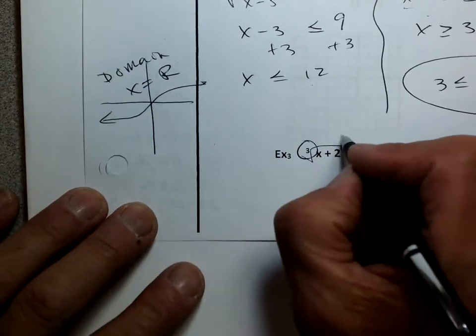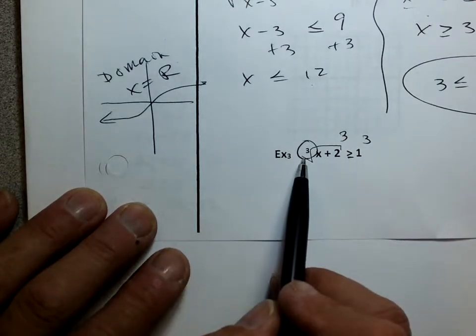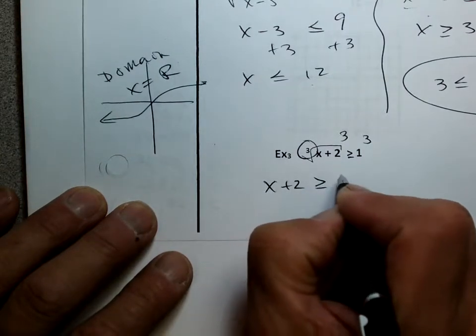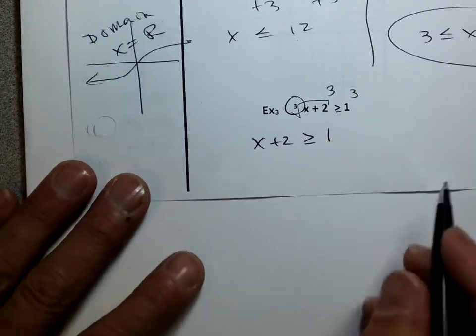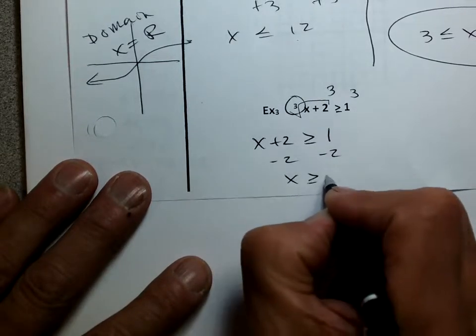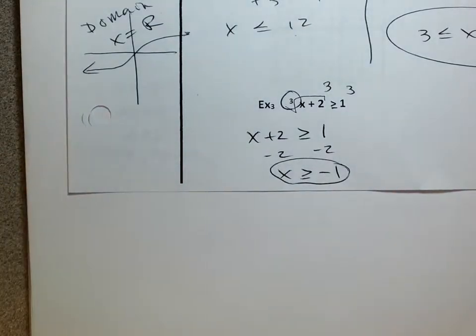So I'll just cube it, because that will get rid of the cube root. x plus 2 is greater than or equal to 1. Minus 2, x is greater than or equal to negative 1. Even though that is a negative value, that is okay. You can have negative values with cube roots. Okay, you guys ready to turn the page?